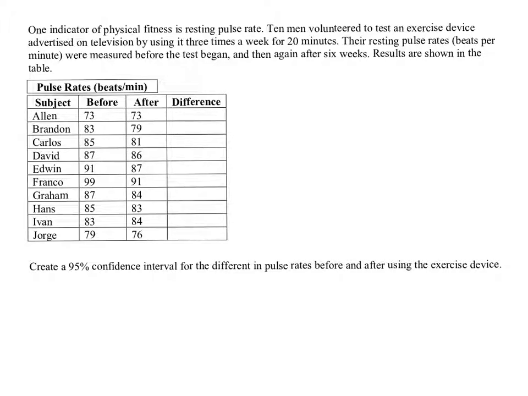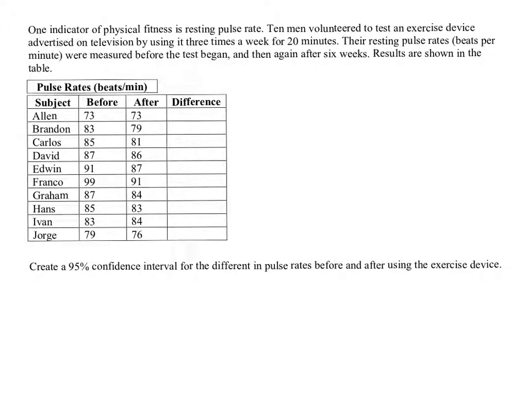So we have one more example on the back. One indicator of physical fitness is resting pulse rate. 10 men volunteered to test an exercise device advertised on TV by using it 3 times a week for 20 minutes. Their resting pulse rates in beats per minute were measured before the test began and then again after 6 weeks. Results are shown in the table.